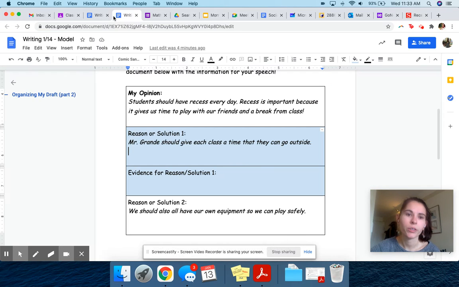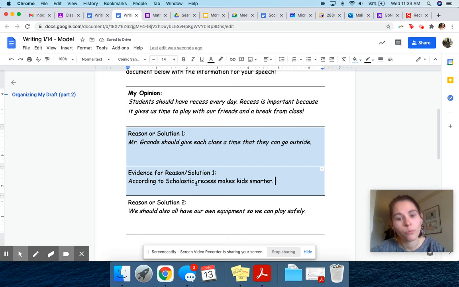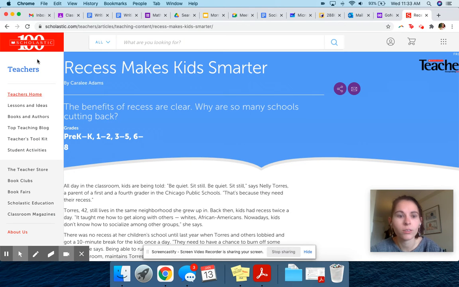So I'm going to go through and answer evidence. I'm going to say, according to Scholastic, recess makes kids smarter. There, I'm not just saying my evidence, but I'm also saying where I got it from. This article is from Scholastic.